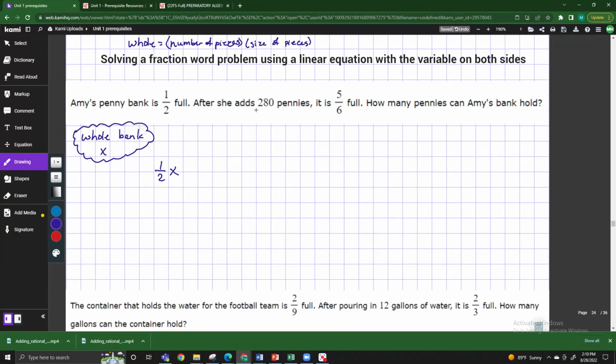After she adds 280 pennies, so plus 280 pennies, it is 5/6 full. So once I have that half full where I started, and we add 280, we're now going to have, so it's going to be equal to 5/6 full, and the full was the whole bank. So X.